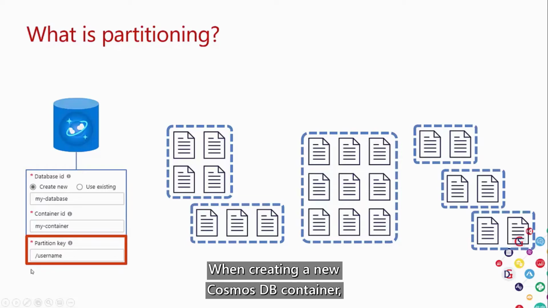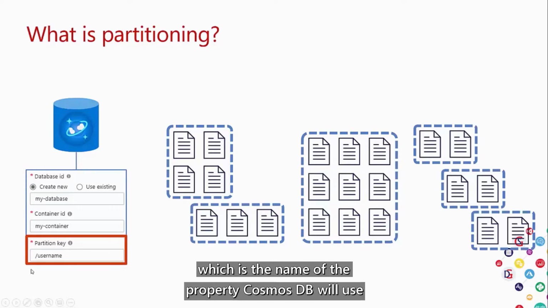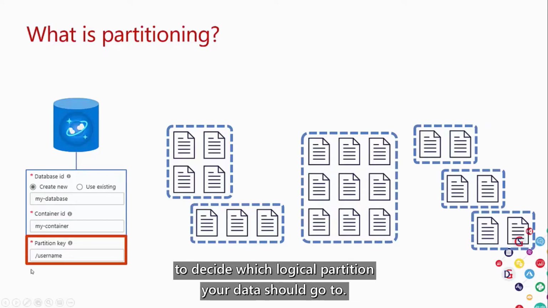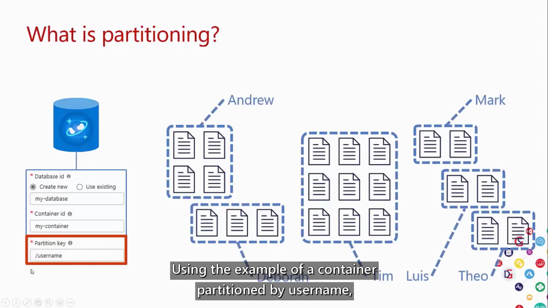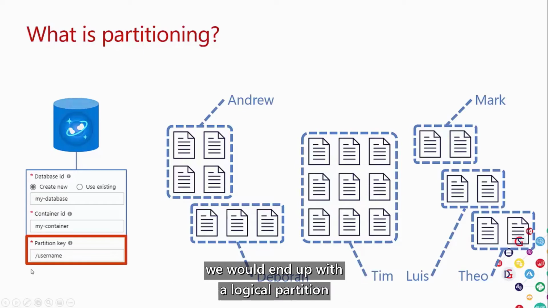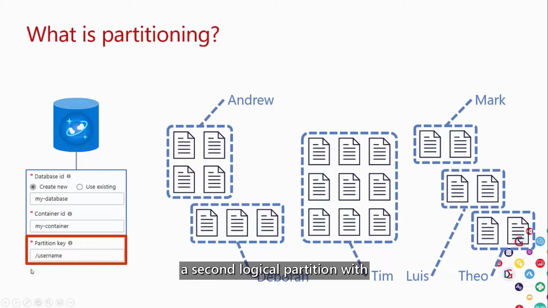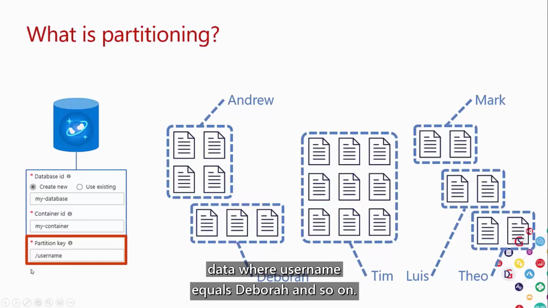When creating a new Cosmos DB container, you define the container's partition key, which is the name of the property Cosmos DB will use to decide which logical partition your data should go to. Think of it as an address to route your data. Using the example of a container partitioned by username, we would end up with a logical partition with data where username equals Andrew, a second logical partition with data where username equals Deborah, and so on.